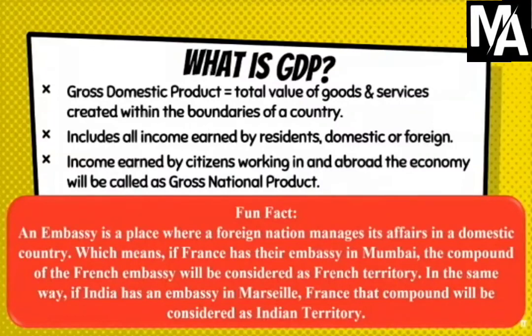A small fun fact, an embassy, usually where you get your visa, is a place where a foreign nation manages its affairs in a domestic country. For example, if France has their embassy in Mumbai called the French embassy, the compound of the French embassy will not be considered as Indian territory, it will be considered as French territory. In the same way, if India has an embassy in Marseille, France, that Indian compound will not be considered as French territory, it will be considered as Indian territory.